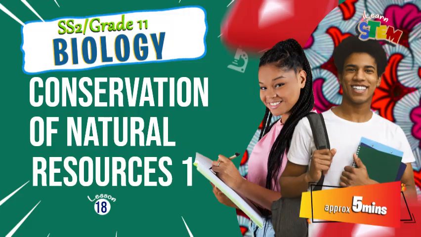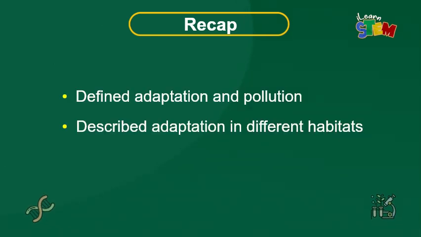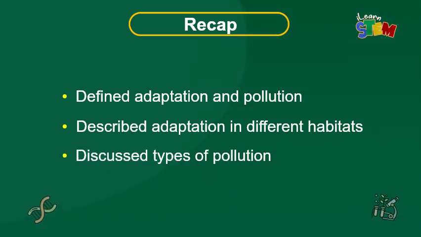Before that, let's recap what we learned in our previous lesson. During our last class, we defined adaptation and pollution. We described adaptation in different habitats. And we also discussed types of pollution.